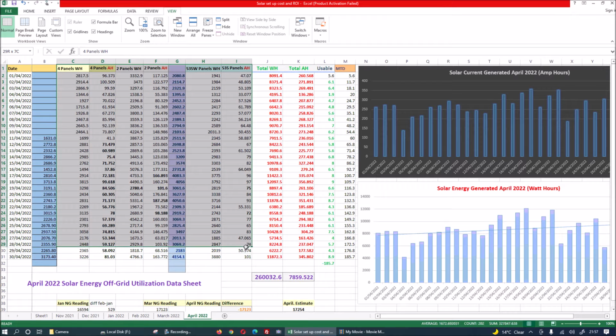Basically, what this is talking about is the fact that I have three arrays. As you can see, they are color coded. So this is one array. I measure the watt hour and the amp hour. There is another array. I measure the watt hour and the amp hour. And this is the third one.